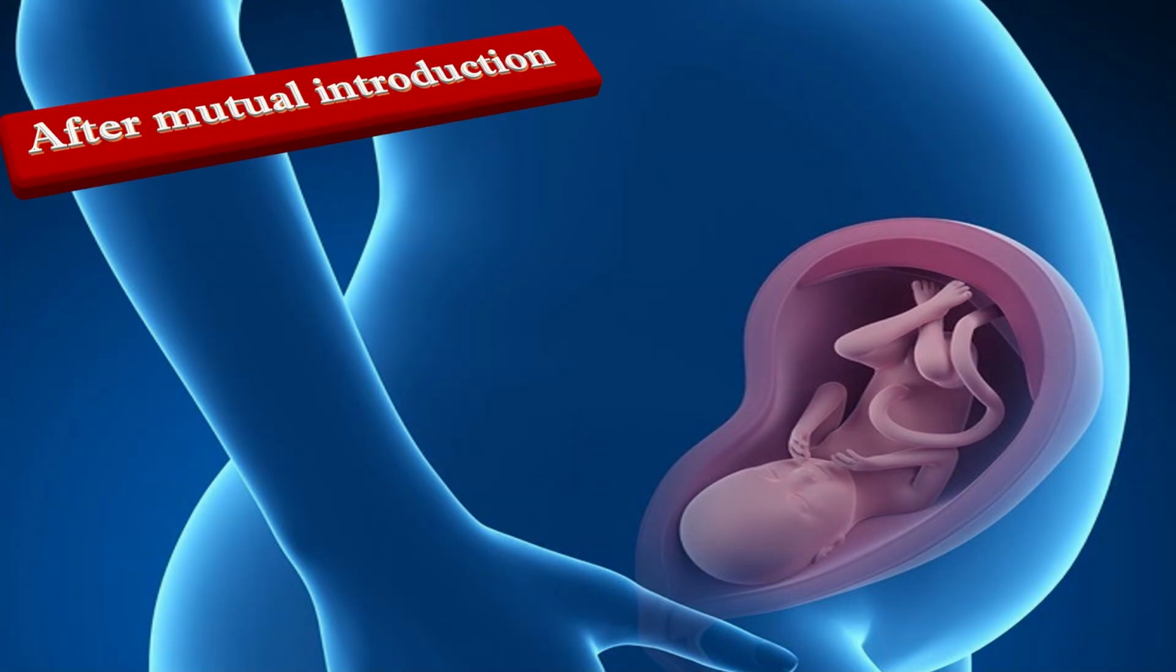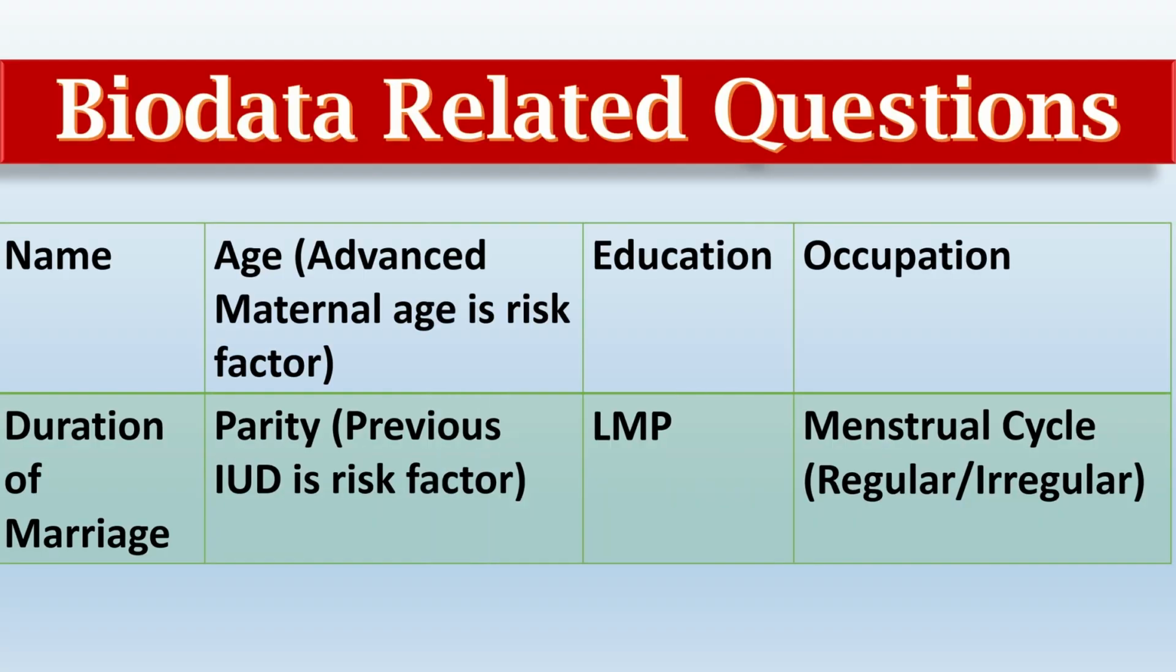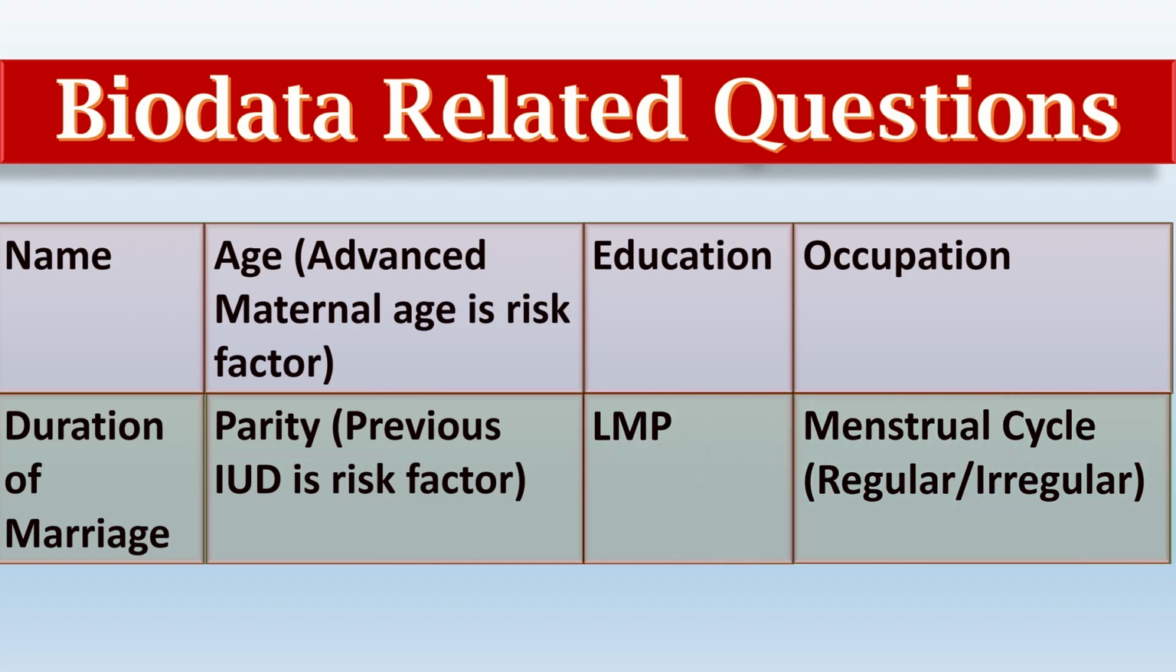After mutual introduction and rapport building, confirm the details given in the scenario. Ask biodata related questions not mentioned in the scenario, like name of the patient, age, as advanced maternal age is a risk factor of IUFD, educational status, the occupation, duration of marriage, and the parity because previous IUD is a risk factor, the last menstrual period, and the menstrual cycle, whether it is regular or irregular.